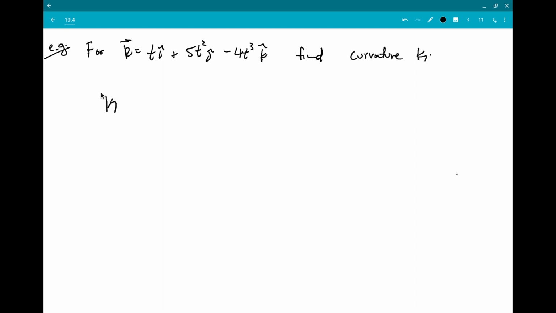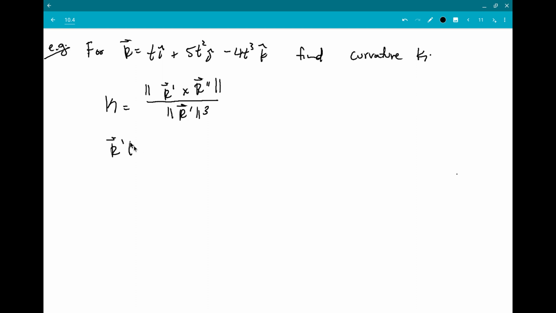So I'm going to remember from the formula I just wrote down a second ago that kappa, curvature, can be computed using the magnitude of r prime cross r double prime, divided by just the magnitude of r prime cubed. Make sure I copied that down right. Yep, from my formula.